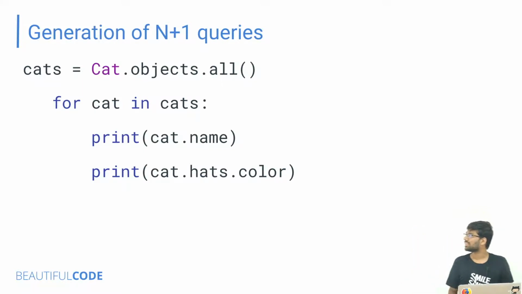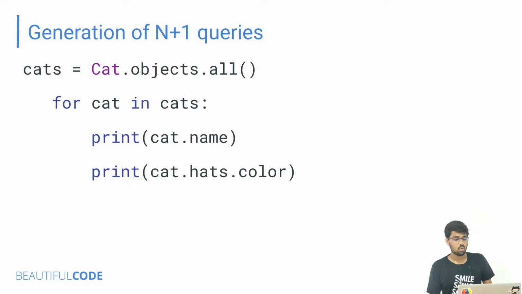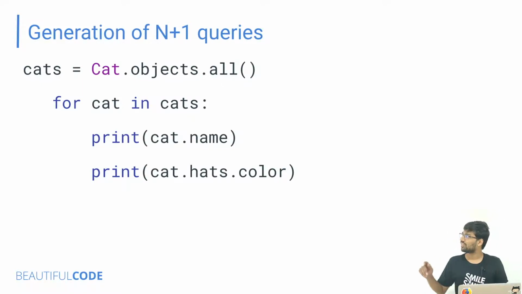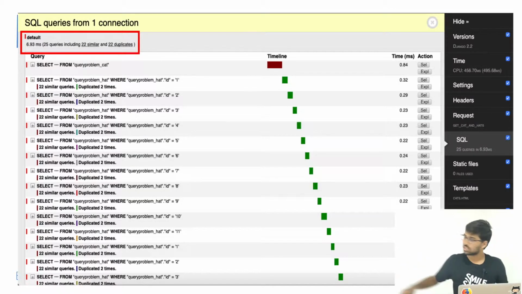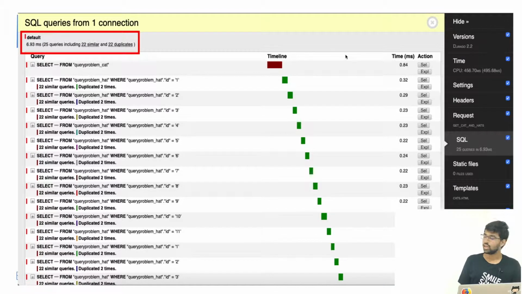The solution is obvious, but there is one problem with it. For each and every cat in cats, we are accessing the hat object once. So a total of n SQL queries would be made, one for each cat, and one SQL query for getting all the cat objects. So a total of n+1 queries would be made for showing the result. This is called the n+1 query problem. These are the different SQL queries that got executed, and you can see that there are 22 similar and duplicate queries, and it took about 6.93 milliseconds.